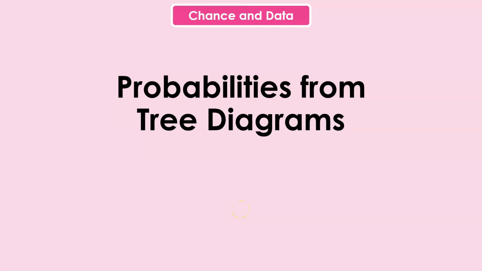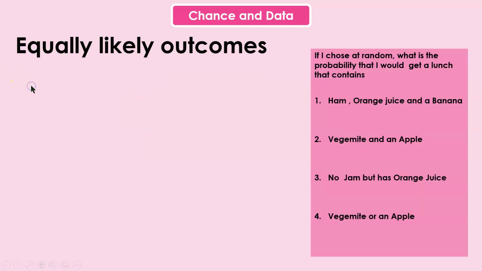Okay, today's lesson is about probabilities from tree diagrams. Now, you might have done tree diagrams in the past. Hopefully, this is just consolidating that, or if not, introducing it to you for the first time. So, the key thing is we're looking at equally likely outcomes.